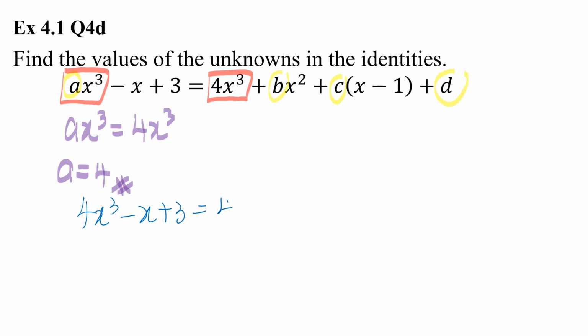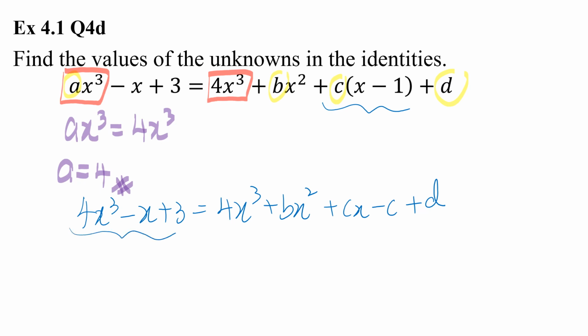And then I'm just going to expand it out. Expand this guy, so I will have cx minus c plus d. Okay, so I'm going to compare coefficients of similar terms on both sides. Can you see that on the left hand side, I don't have any x squared term, but on my right hand side, I have this bx squared? So therefore, 0x squared is equal to bx squared, and therefore b is equal to 0.